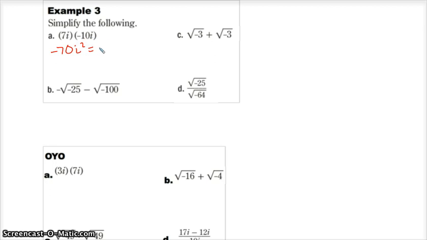Let's look. -70 and i squared is really the square root of -1 times the square root of -1. Simplifying further, this is -70 times -1, which equals 70.